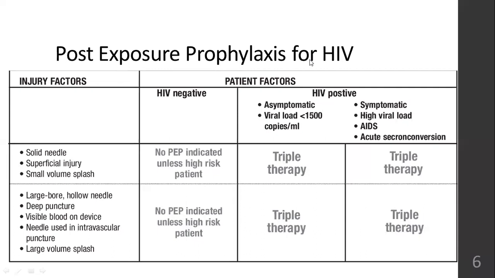Certain HIV patients are asymptomatic because their viral load is very low. They have less than 1,500 copies of virus per ml of blood. Symptomatic patients usually have more than 1,500 copies of virus per ml of blood. You will have the symptoms. That is a high viral load.